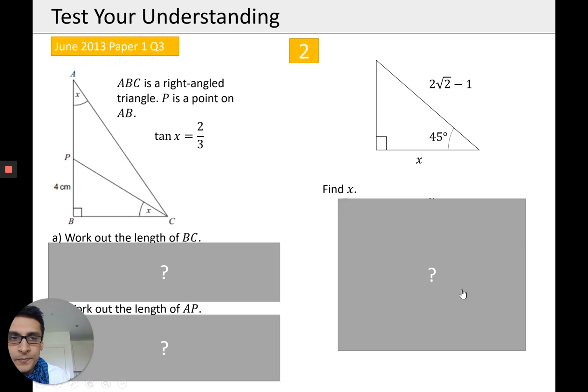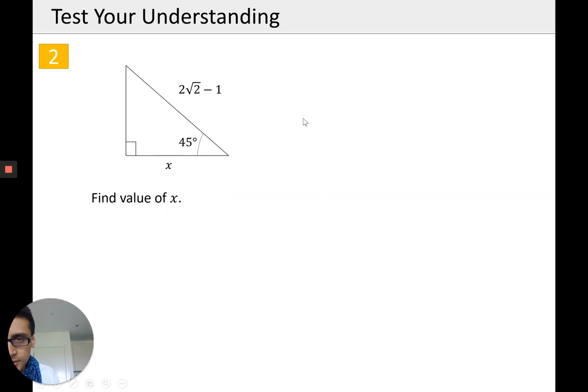Now, the second example is a bit harder. You need to be very careful with questions like this because this is now the point where the exam questions are going to actually look like this. You now have the basic skills to be able to do this. Find the value of x. So we have a right angled triangle.